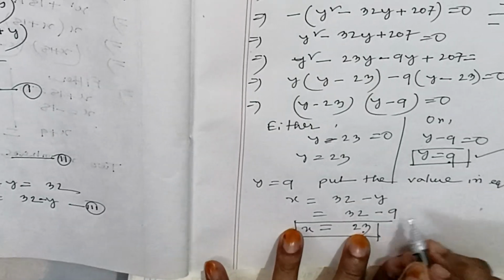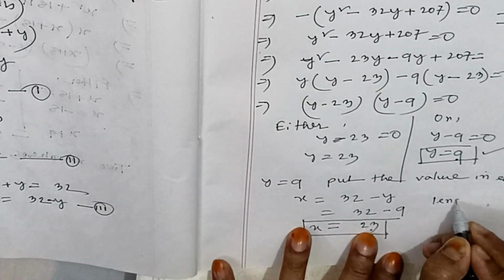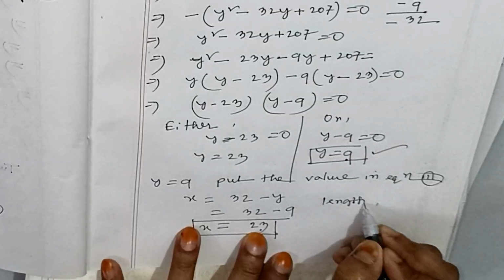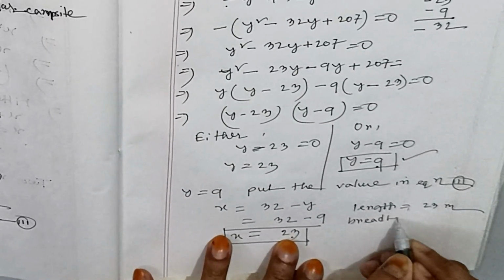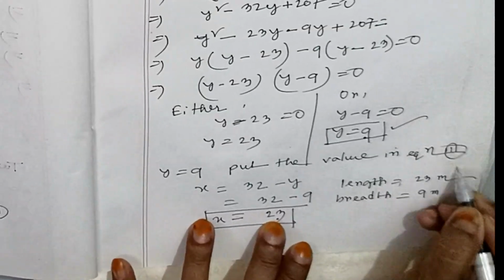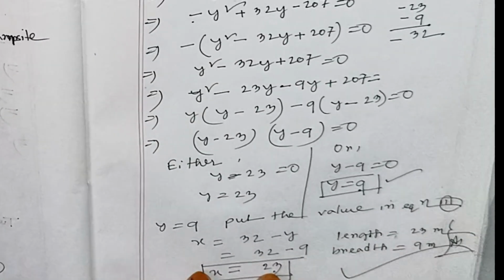So the length is 23 meters and breadth is 9 meters. That's it. This is the answer.